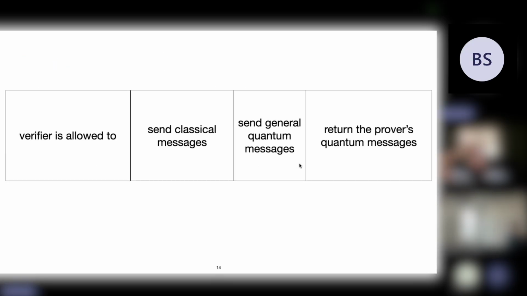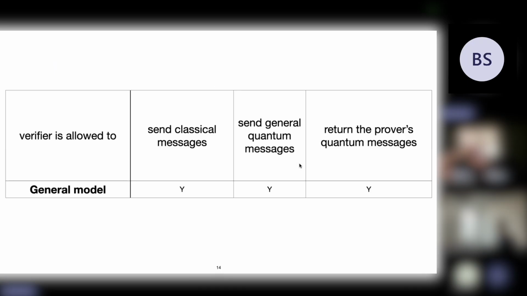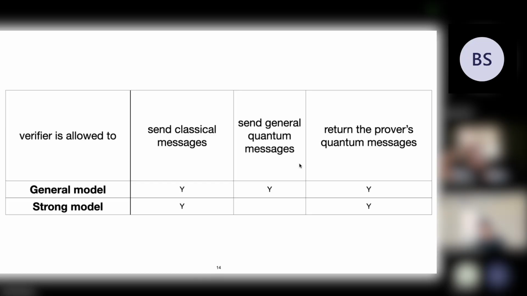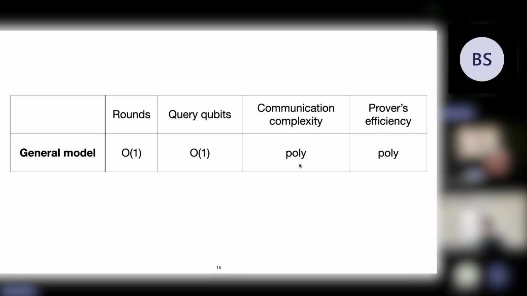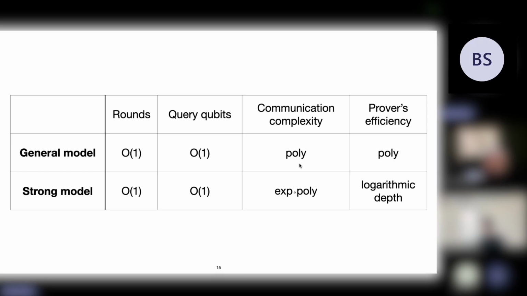And then a comparison between the models. In the general model, the verifier is allowed to send anything. Okay, so this is talking about which kind of message the verifier can send. The verifier can send a classical message or any quantum message. And in the strong model, the verifier is not allowed to send a general quantum message. And it's a comparison of the results.